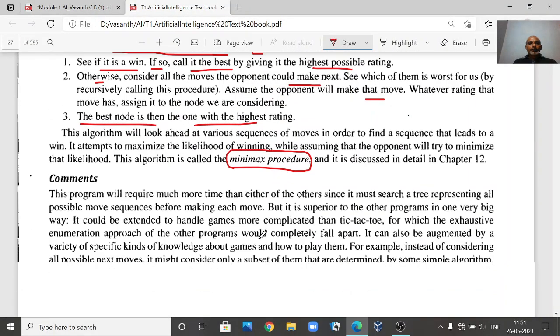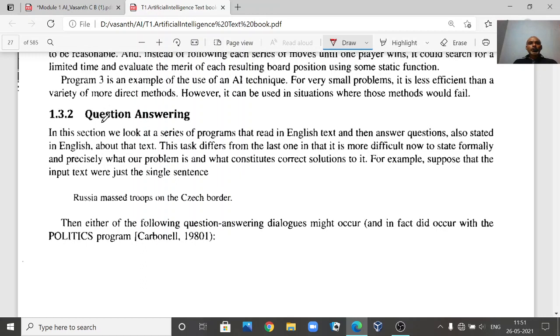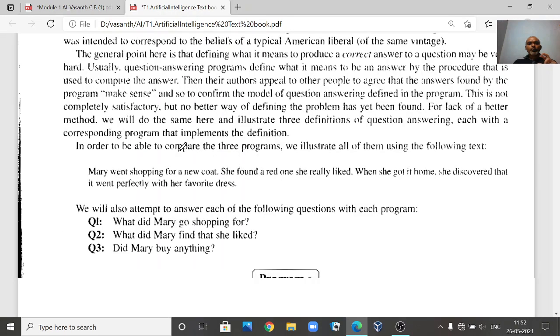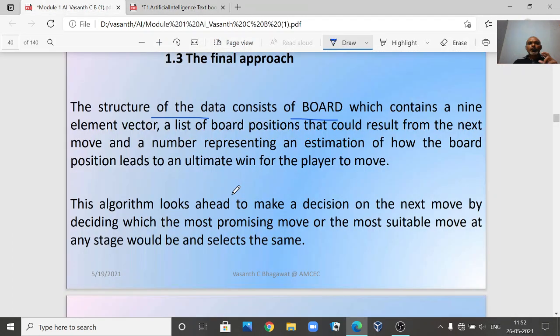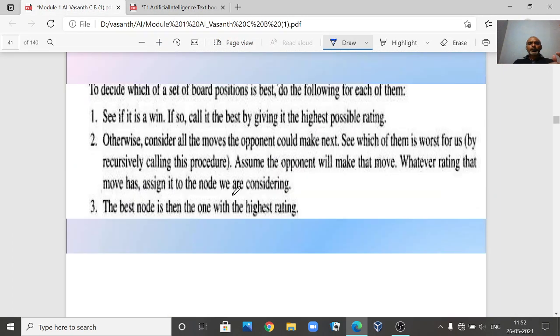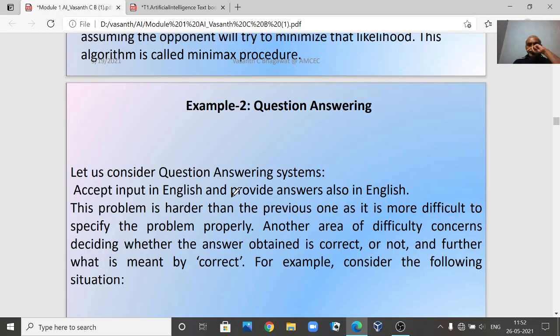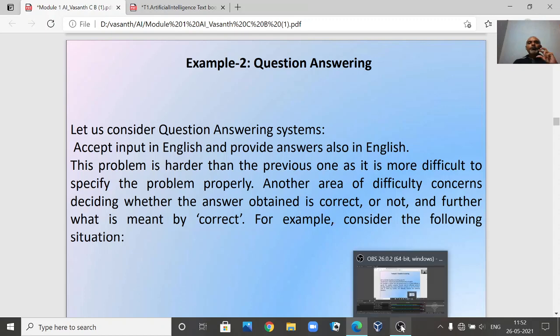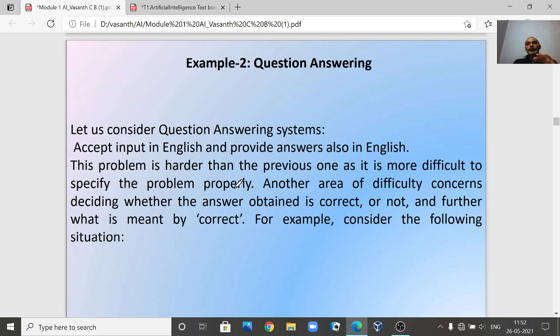Here we are going to consider another example called question answering. It is a normal type of paragraph and questions, like how you tried to answer these questions in your previous elementary school or degree level. So what does it say here? We are given one English paragraph, and certain questions will be given to us. What we have to do is answer these questions by reading the paragraph. This is the problem we are going to consider right now.